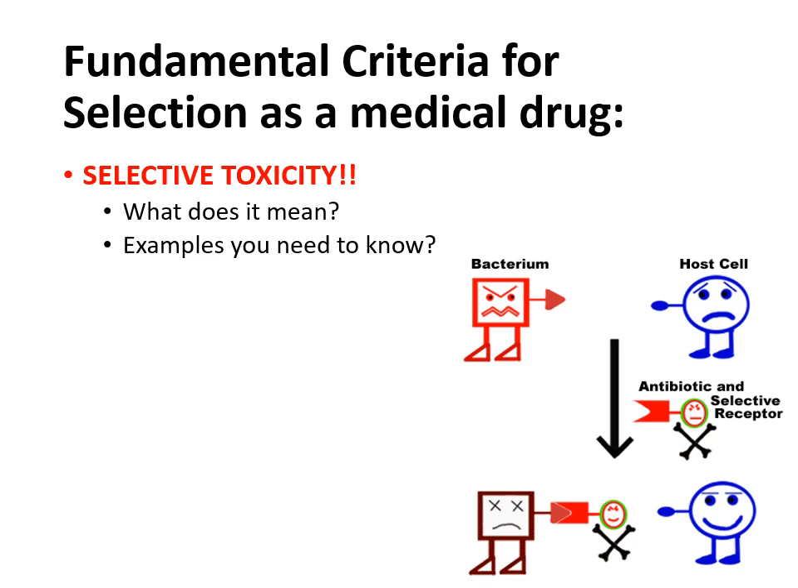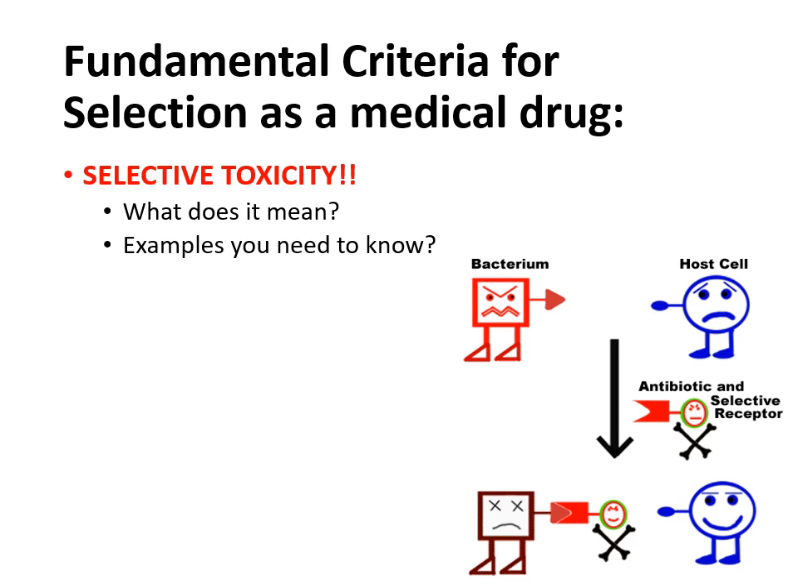Then we get to the other big term that I keep emphasizing throughout this course, which is selective toxicity. You have to remember what this means, and you have to remember what the examples are. So when we talk about selective toxicity, remember, you want to pick a drug that will kill the pathogen without hurting the host, okay? So you want it to be selective towards the exact pathogen, not the host.